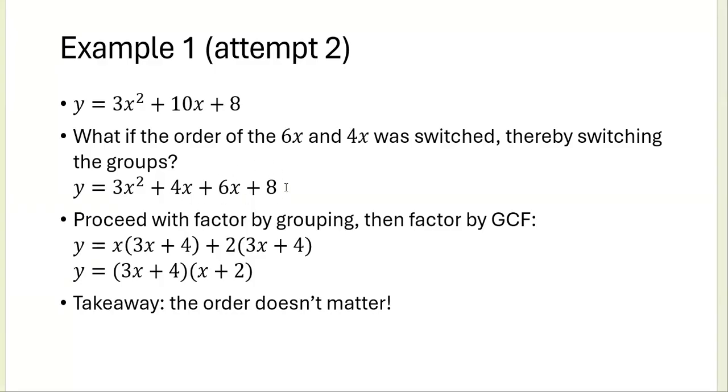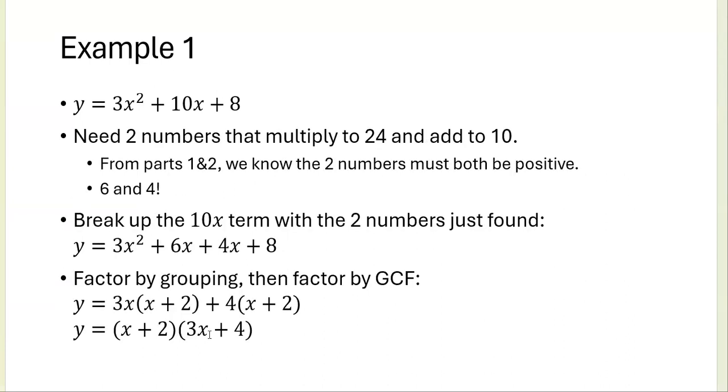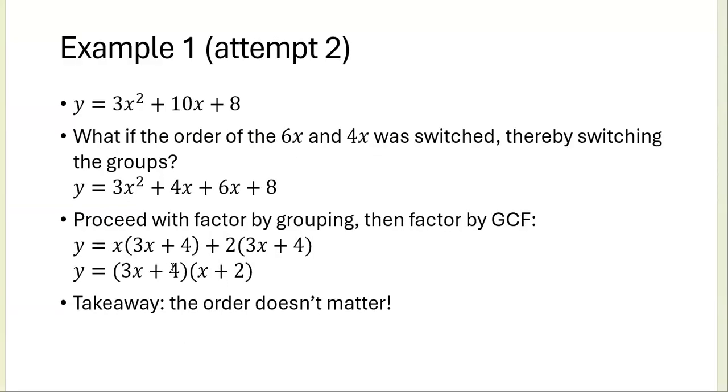It doesn't, because we still factor by grouping. Look, the first two terms, the GCF is just x. So then the inside's 3x plus 4. How about the second two terms? What's the GCF? It's 2. And then when we factor out 2, we get 3x plus 4 on the inside as well. And then 3x plus 4 is the GCF, so we factor that out, and we're left with x plus 2 on the inside here, which is the exact same thing as this, right? Just the order is swapped, but that's fine. Multiplication is commutative, right? So the takeaway is the order doesn't matter for how you write it. Okay?